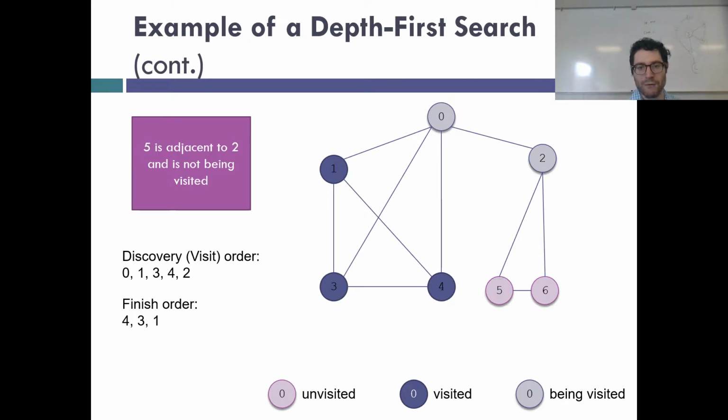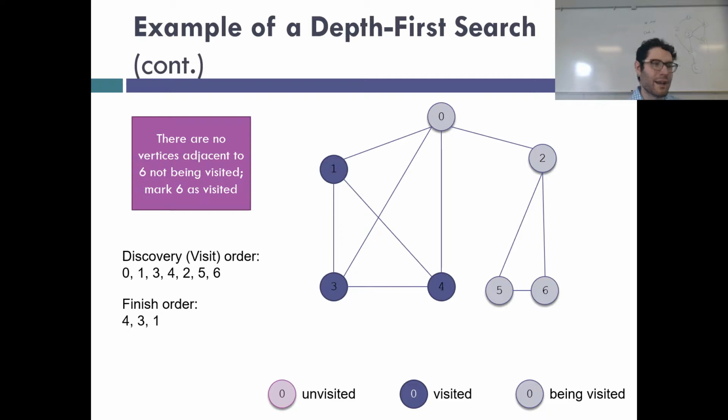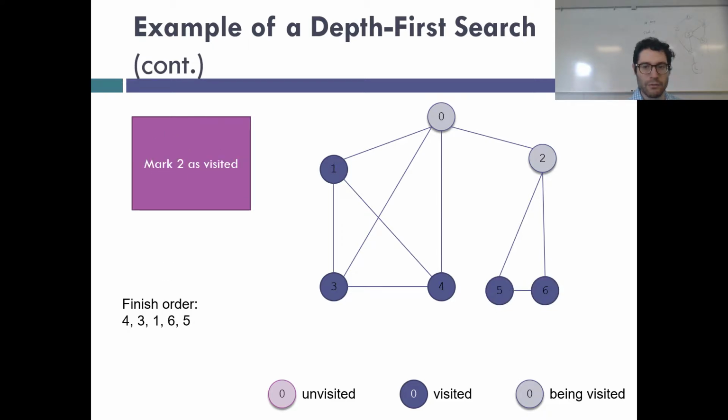And from 2, we can go to 5 or 6. We'll choose 5. And then from 5, we can only go to 6 because that's the only unvisited one. So then we're at 6, and we're at a dead end. So we back up, we back up, and we back up. Right? We were at 6, then we're at 5, which is a dead end. Then we're at 2, which is a dead end. And now 0 is a dead end too, so we're done.